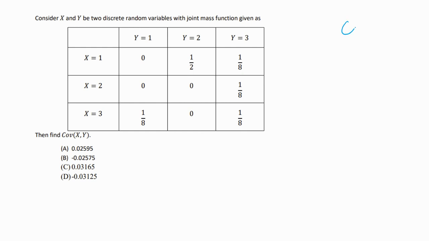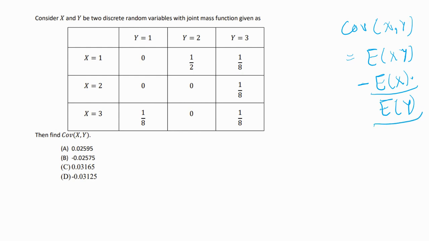Okay, so covariance of x comma y is equal to expectation of xy minus expectation of x times expectation of y. So we want to find the expectation of x, expectation of y, expectation of xy. For expectation of x and expectation of y, we need the marginals of x and y. So we need the marginal of x, better to write px and then py.